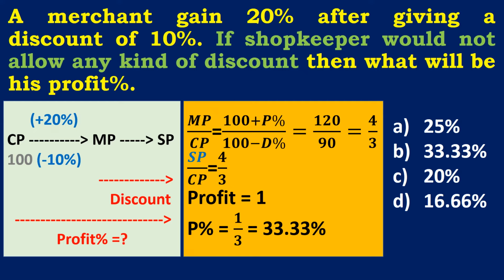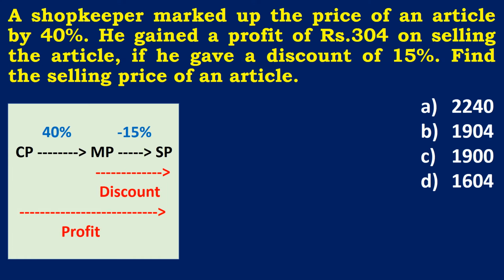Then the ratio SP by CP is 4 by 3. In this case, SP is 4 and CP is 3. Profit is 4 minus 3 equals 1. Profit percentage is calculated by dividing profit by cost price, which is 1 by 3 or 33.33%. Let's look at another example.